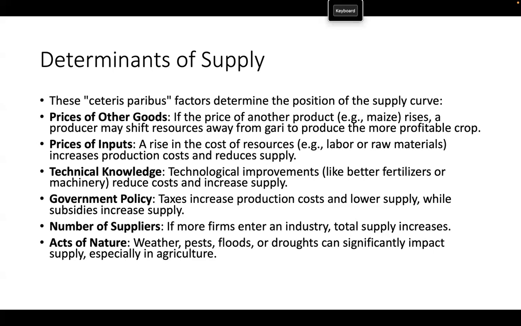So acts of nature. Another factor is acts of nature: the weather, pests. They all affect supply. Assuming you are a producer of maize, and the weather is not favorable. There's no rainfall. What will happen to your fertilizer? What will happen to your production of maize? It will fall. So acts of nature also affect our supply.